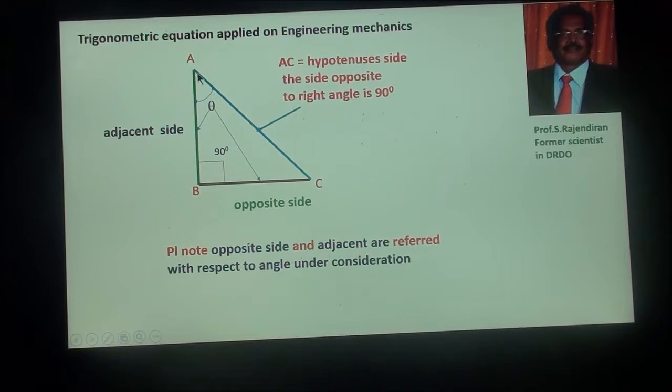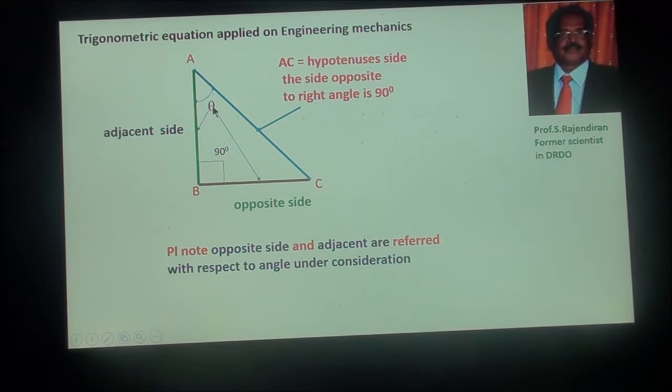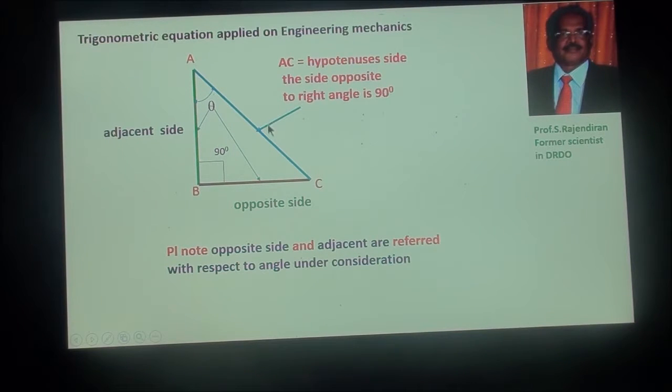Now let us look at the same right angle triangle. Angle B is 90 degrees. Now we consider angle A as theta. If we consider angle A as theta, with reference to theta, BC is going to be the opposite side and AB is going to be the adjacent side. And as usual, the side which is opposite to 90 degrees is the hypotenuse.